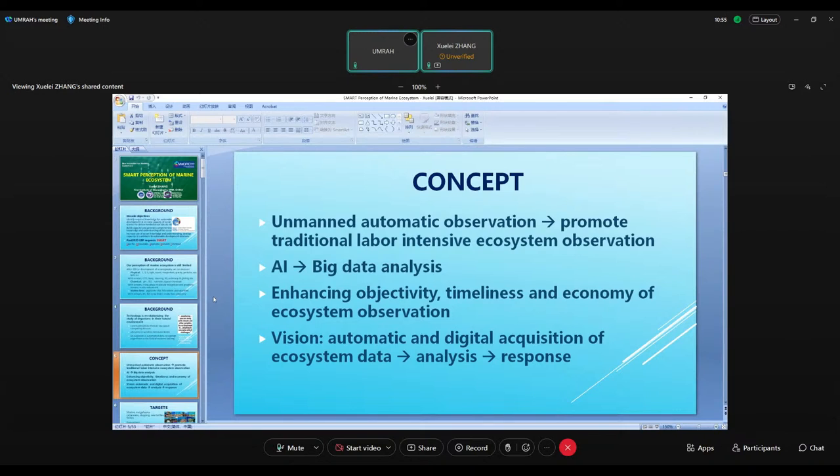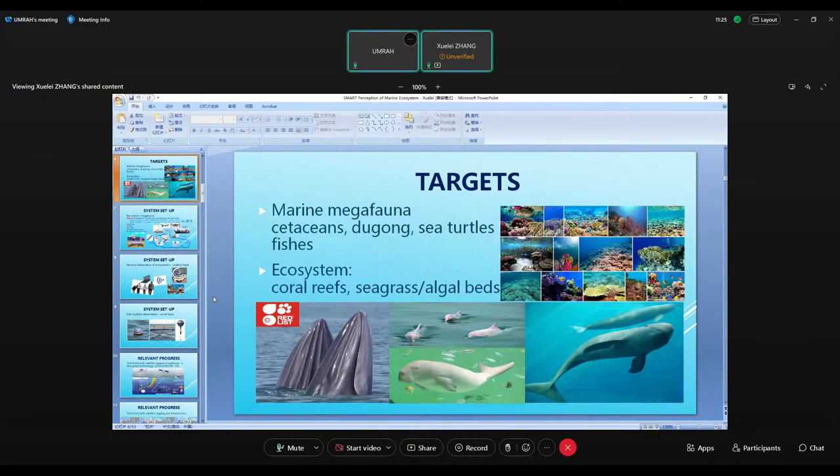Our vision is to conduct automatic and digital acquisition of the ecosystem data to support analysis and effective response. So our target is mainly focused on two aspects. One category is marine megafauna, including cetaceans, dugongs, sea turtles, and big fishes. The other is focused on the coral ecosystem, like corals or seagrass beds or coral beds.